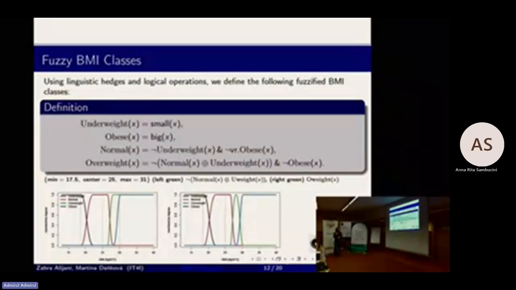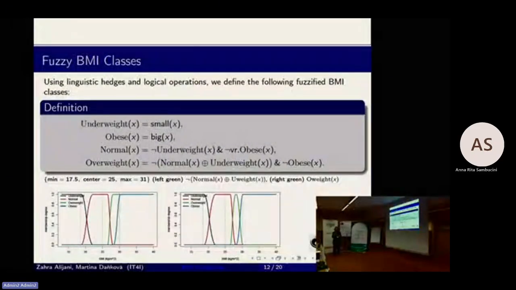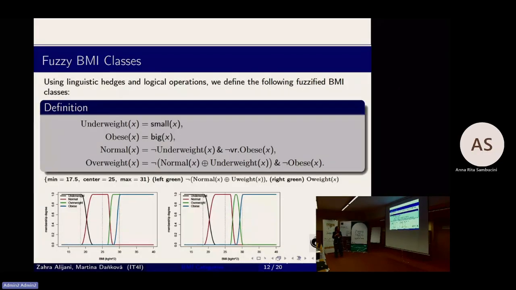For underweight, we use small. For obese, we use big. Normal is the negation of underweight and the negation of very roughly big. And overweight is the negation of normal, conjunction with the negation of underweight. And as I mentioned before, with the WHO classes, the minimum and maximum for the BMI vary between 17.5 and 31. It is shown in these graphs.